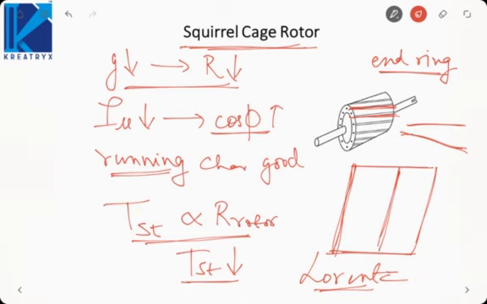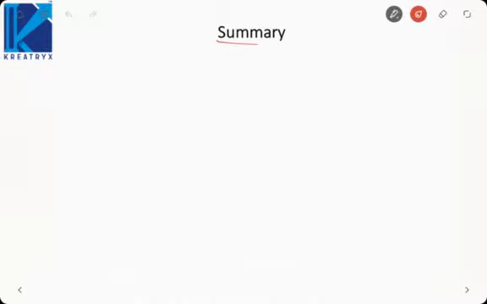So remember, squirrel cage has very good running characteristics. It operates at a much better power factor, but its starting characteristics are poor since it produces a less starting torque. So let us summarize what we learnt in this lecture.